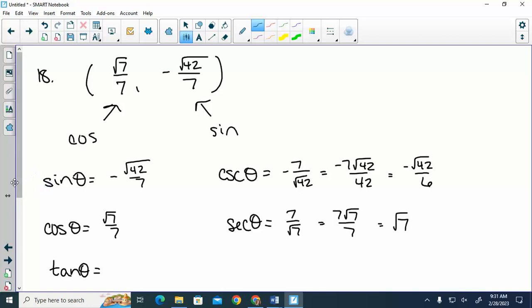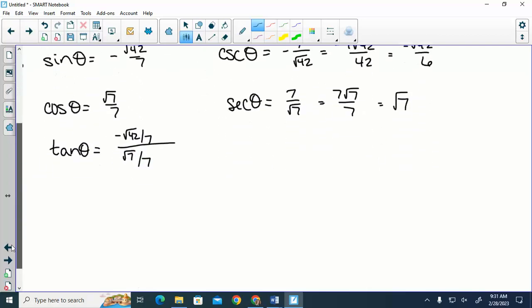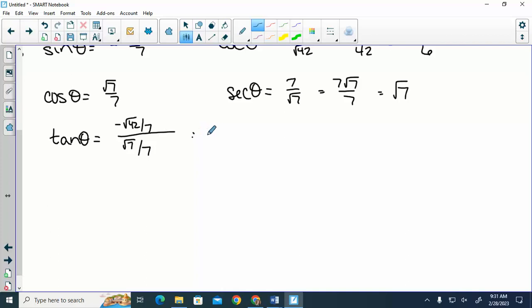Okay, tangent is sine over cosine, or y over x. How do you divide fractions? Multiply by the reciprocal. So these 7's drop. Since the 42 and the 7 are both under a square root, you can divide them. So that's negative radical 6. So cotangent is the reciprocal of that.